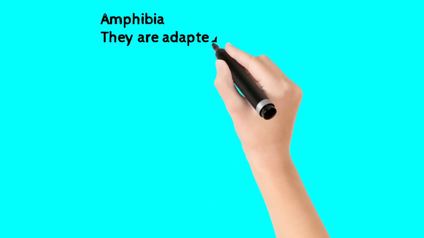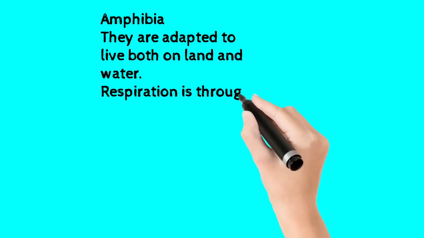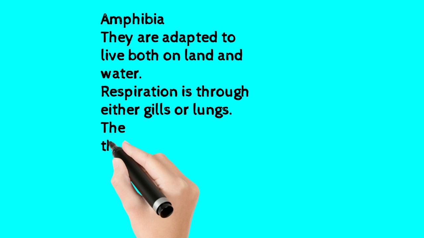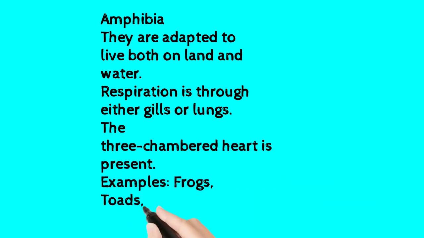Amphibia. They are adapted to live both on land and water. Respiration is through either gills or lungs. The 3-chambered heart is present. Examples: frogs, toads, salamander.